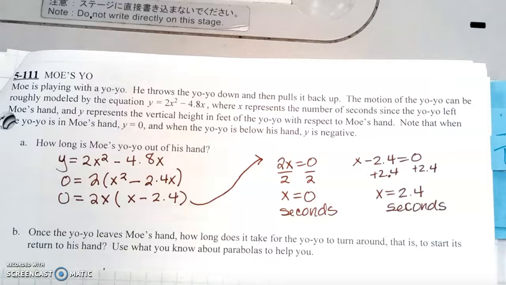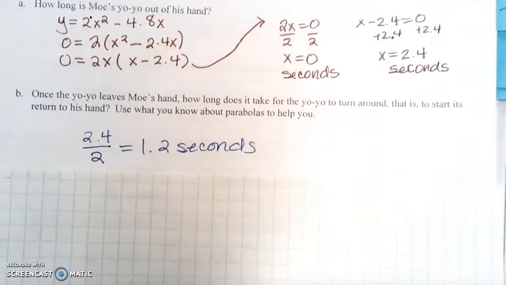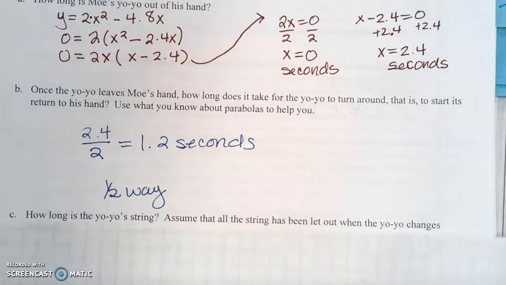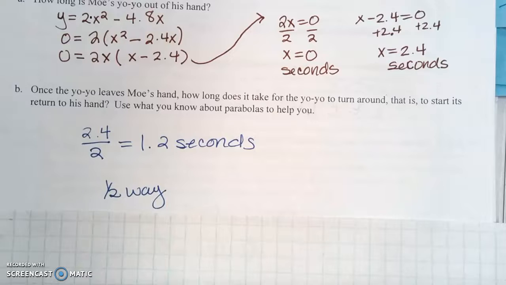1.2. How did he get 1.2? It's half of it, okay? So you're going to take the 2.4, divide it by 2, and at 1.2 seconds, it's going to be halfway, right? Here, the farthest most point at the bottom, and then back up, okay? Because parabolas are symmetrical, right? So exactly halfway is where it's going to be the bottom, okay?